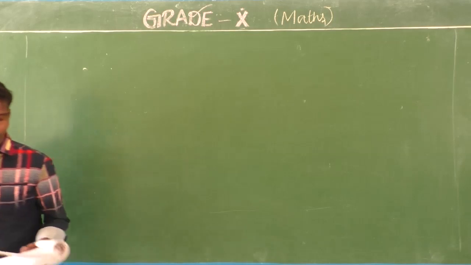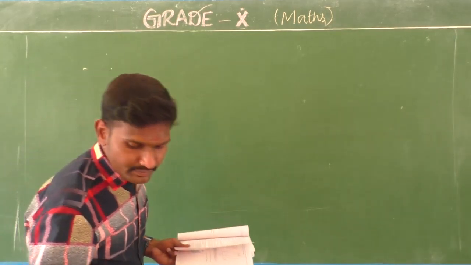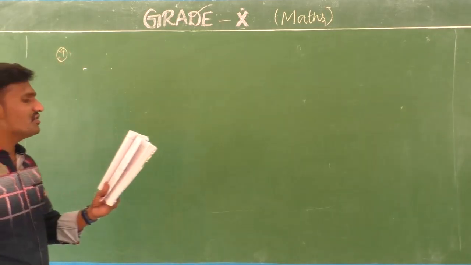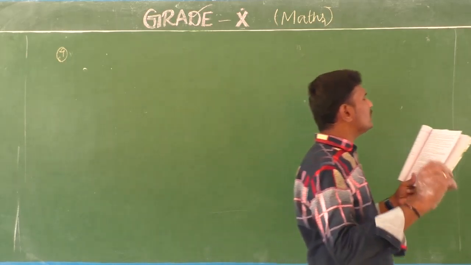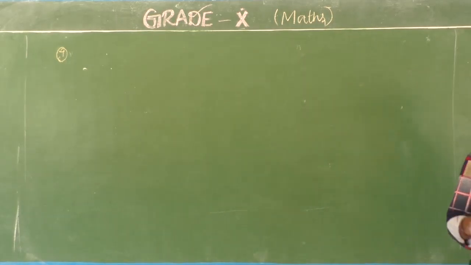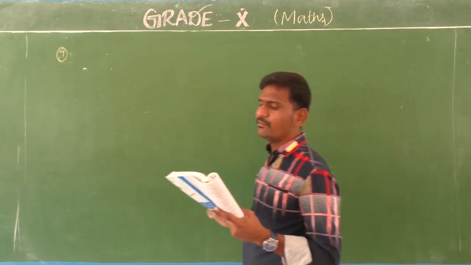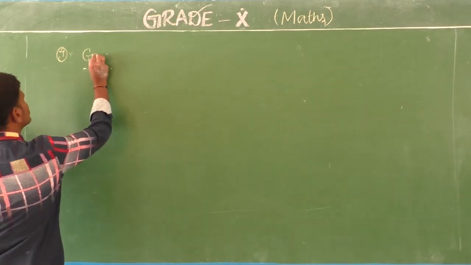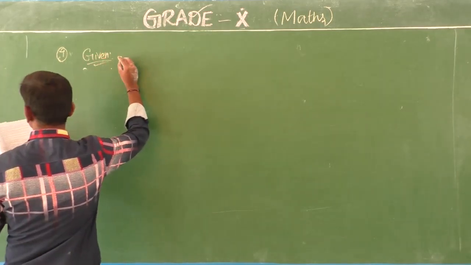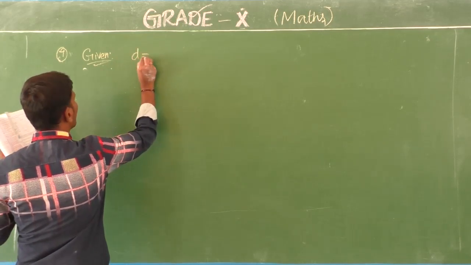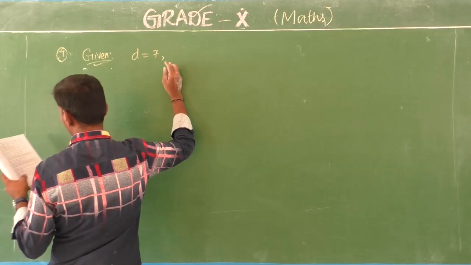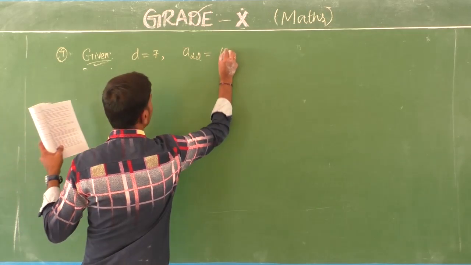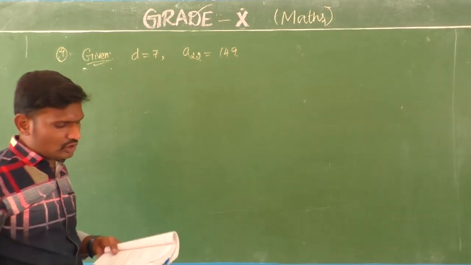Now coming to the 7th question. So students, I am giving you the 7th question. Listen carefully. I am reading the question. Find the sum of first 22 terms of an AP whose D equal to 7 and 22nd term is 149. So what is given? First you should mention given. The common difference D equal to 7 and the 22nd term, that is A22, is equal to 149.